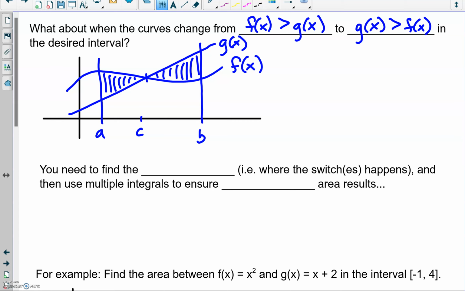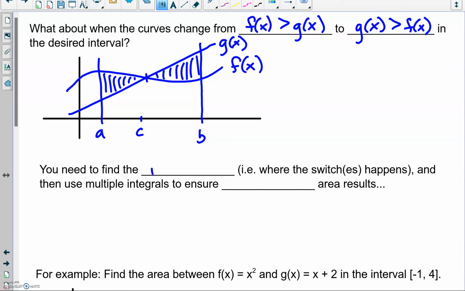Or I can think about it a different way. On the left side, between a and c, f of x minus g of x will give me positive heights. But if I keep that f of x minus g of x between c and b, I'm going to get negative heights, because the f of x is a smaller value, taking away that bigger g of x value.